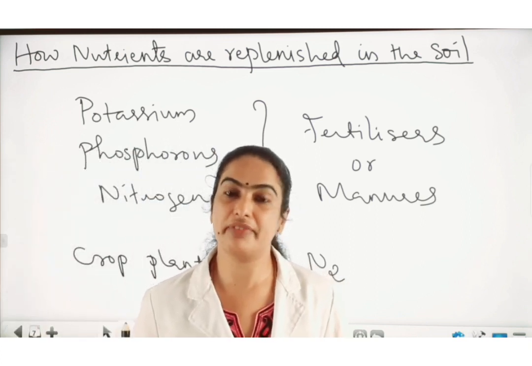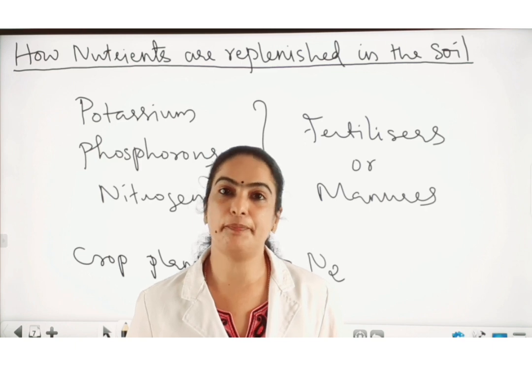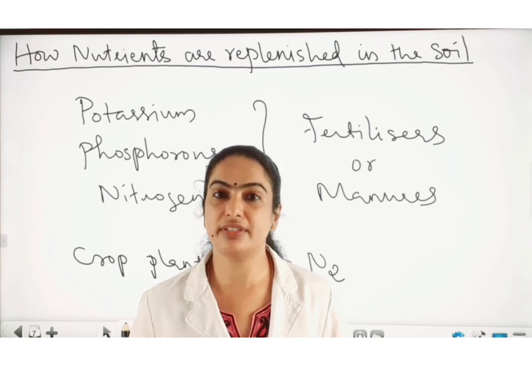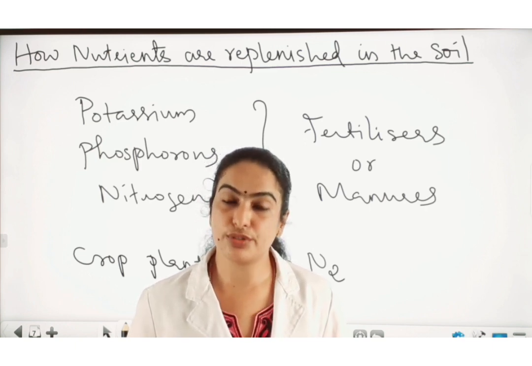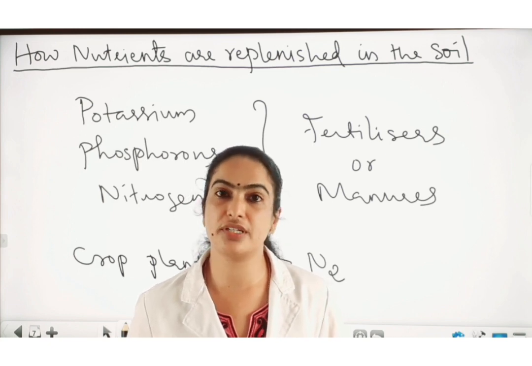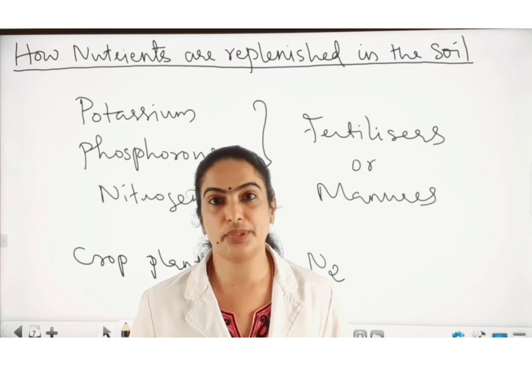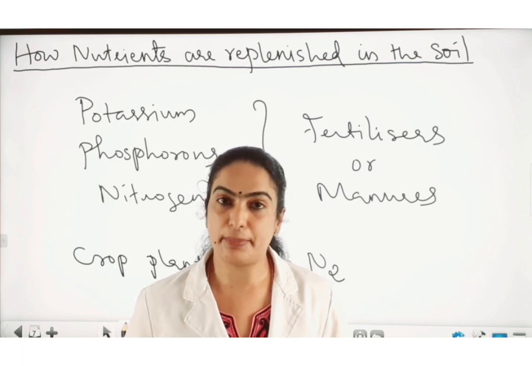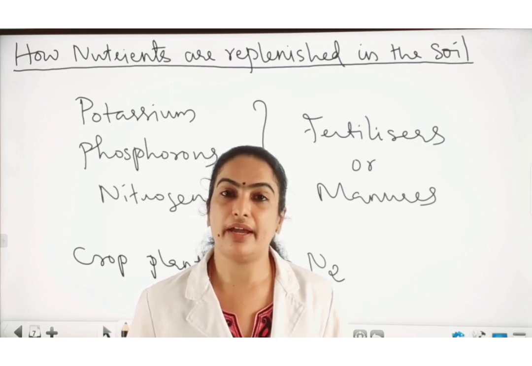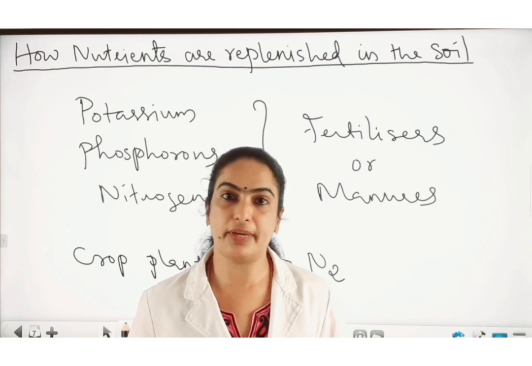Hope you understood everything about the chapter. So we already learned the different types of nutrition such as autotrophic nutrition and heterotrophic nutrition. In heterotrophic nutrition we learned parasitic nutrition, then saprophytic nutrition and symbiotic nutrition or symbiosis.